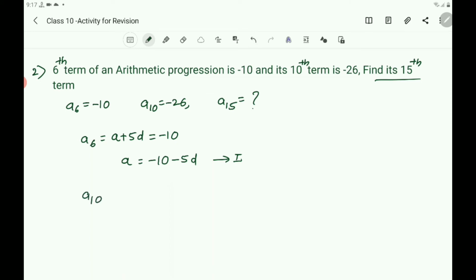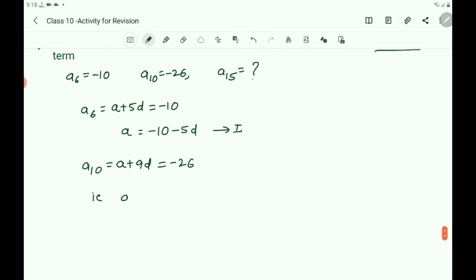A10 means A plus 9D. Here AN is A plus n minus 1 into D. So A6 is A plus 5D, A10 is A plus 9D, that equals minus 26. That is nothing but A plus 9D equals minus 26. In the place of A, you write this one, that is from the first. That becomes minus 10 minus 5D plus 9D equals minus 26. That is from the first.